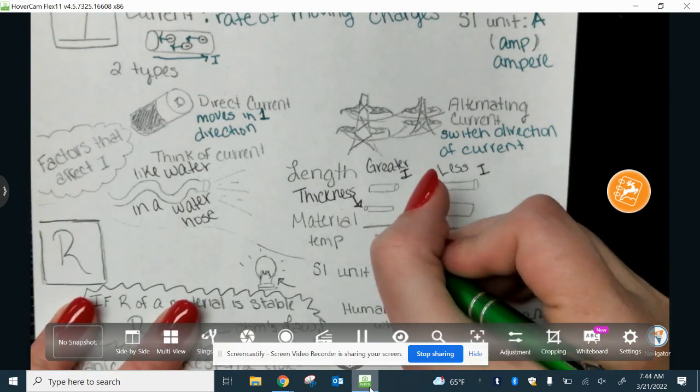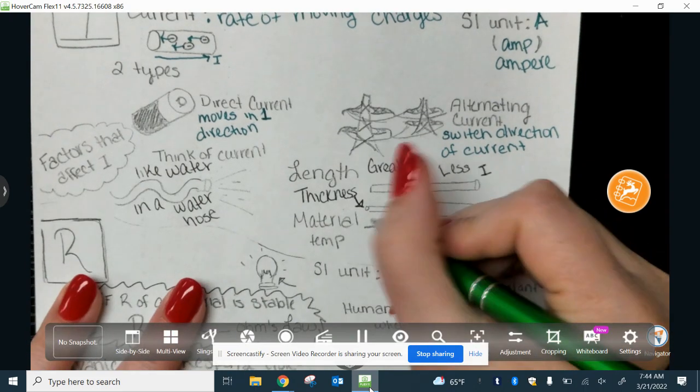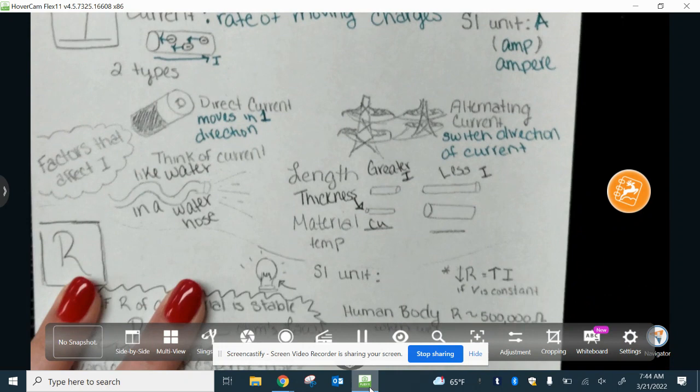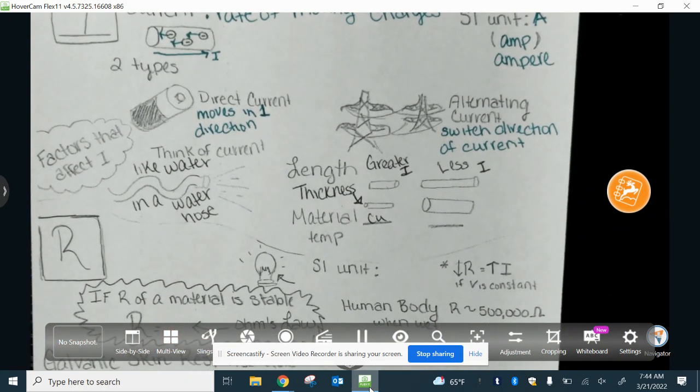Material. What material is inside most of your wiring? Copper. If you've ever had your air conditioner stolen, or seen them break into new houses, they'll steal all the copper from the walls.